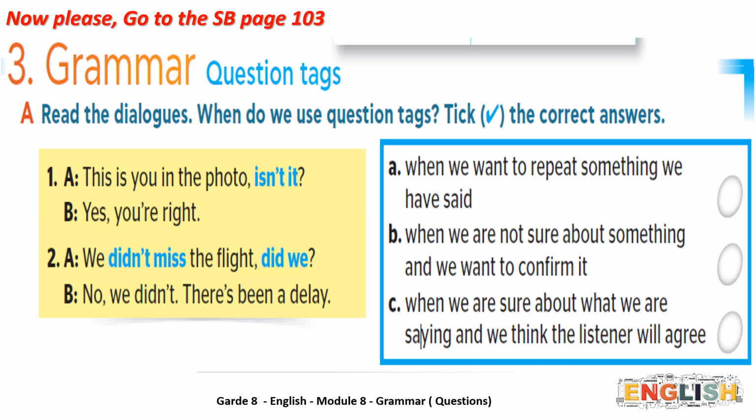Okay, now let's see A, B, and C. We use the question tags when we want to repeat something we have said. Is this true? No, it is not. B. When we are not sure about something and we want to confirm it. Yes, it is. So please put a tick here. C. When we are not sure about what we are saying and we think the listener will agree. Yes, of course. Put a tick here also. Let's move to the next activity now.